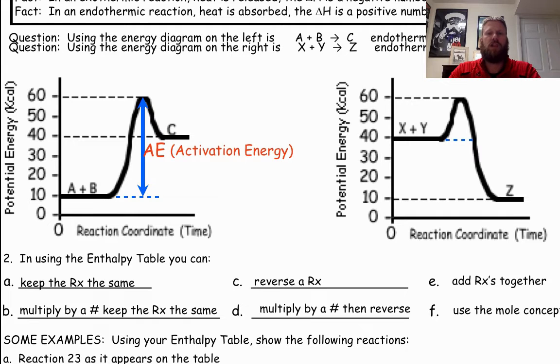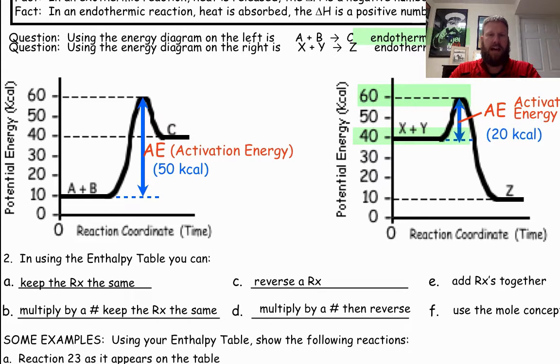The activation energy for the diagram on the left is 50 kcals. This is determined by taking the energy from the peak, 60 kcals, and subtracting the energy of the reactants, 10 kcals. The activation energy for the diagram on the right can be found by taking the energy at the peak, 60 kcals, and subtracting the energy of the reactants, 40 kcals, which gives you an activation energy of 20 kcals.